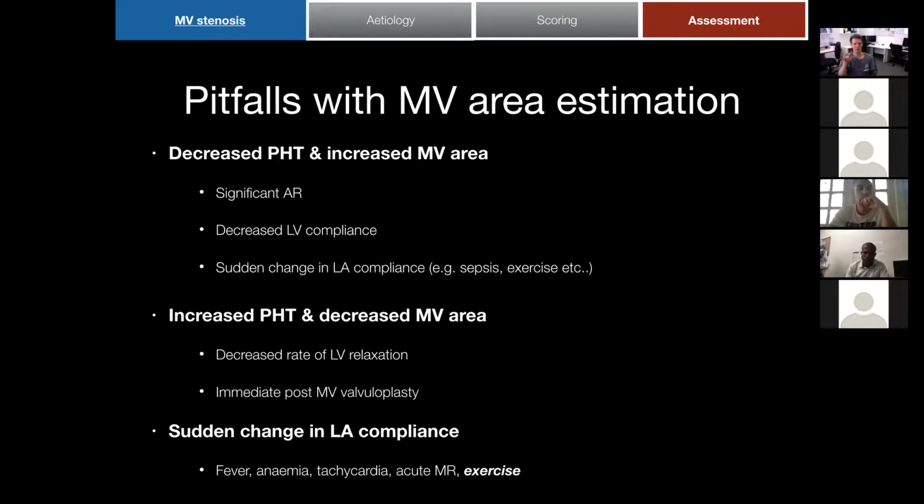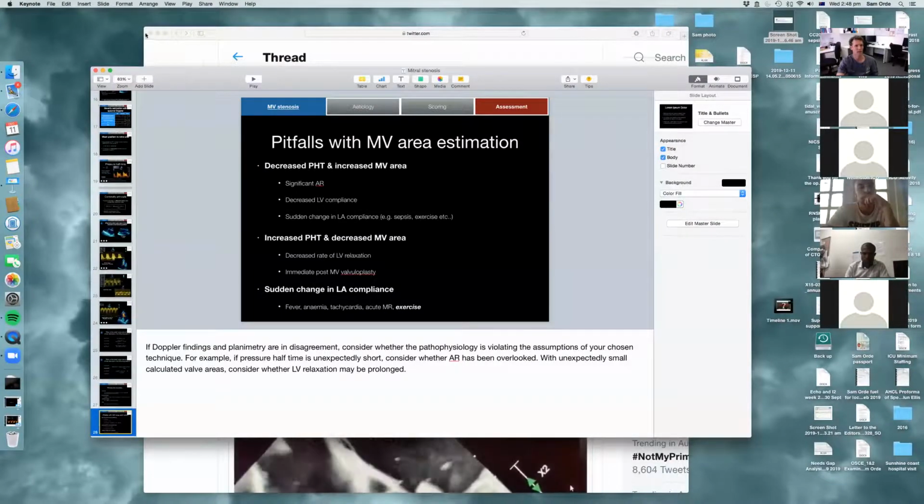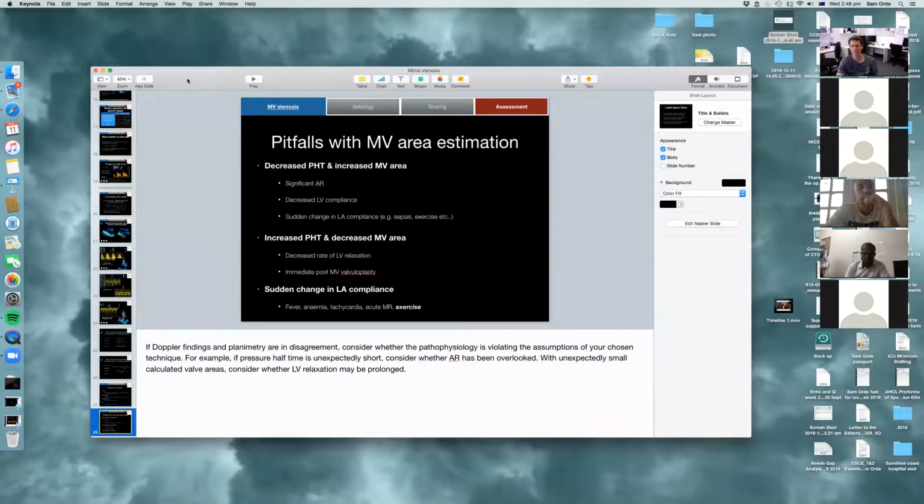severity. If you've got a decreased rate of LV relaxation, so poor compliance, or if you're after a mitral valvuloplasty, pressure half time's all out of the shop and you can decrease your mitral valve area. And then sudden changes in LA compliance, so being critically ill or doing exercise, can change them as well. All right. Any questions about that before I show you a couple of cases?